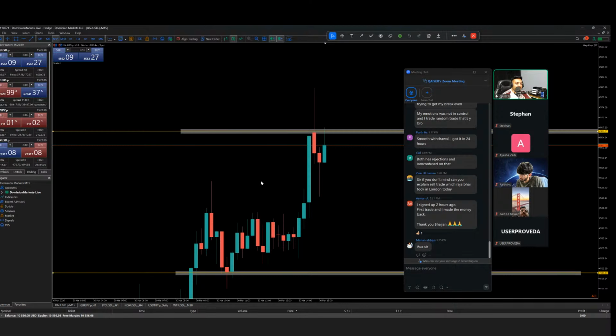Whenever I see gold candle moving, I feel it in my heart. I have a connection with the Charles Bro Trust. Okay, that's great. That's great.